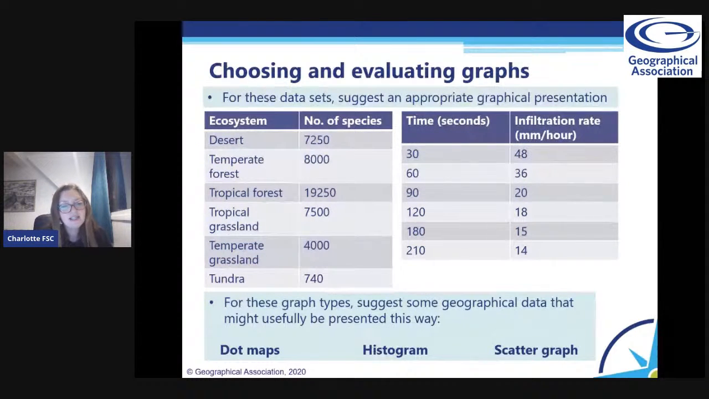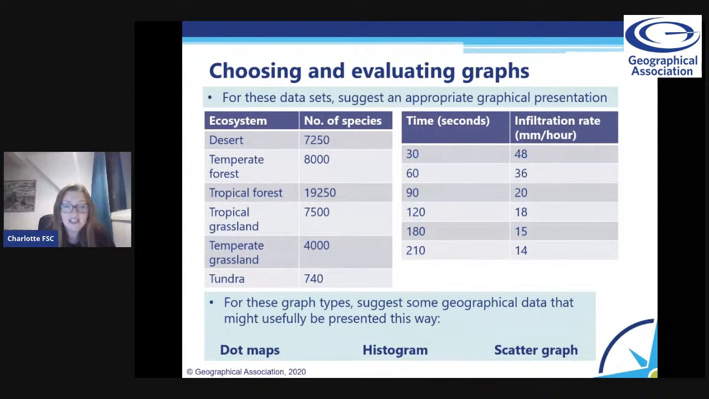And also, it's not a distinct point in time. Although we might have measured that the infiltration rate after 90 seconds was 20 millimeters per hour, it will have transitioned into that from 36, and it will continue changing to 18 millimeters per hour over the next 30 seconds. So because they're continuous, a line graph will be appropriate there.